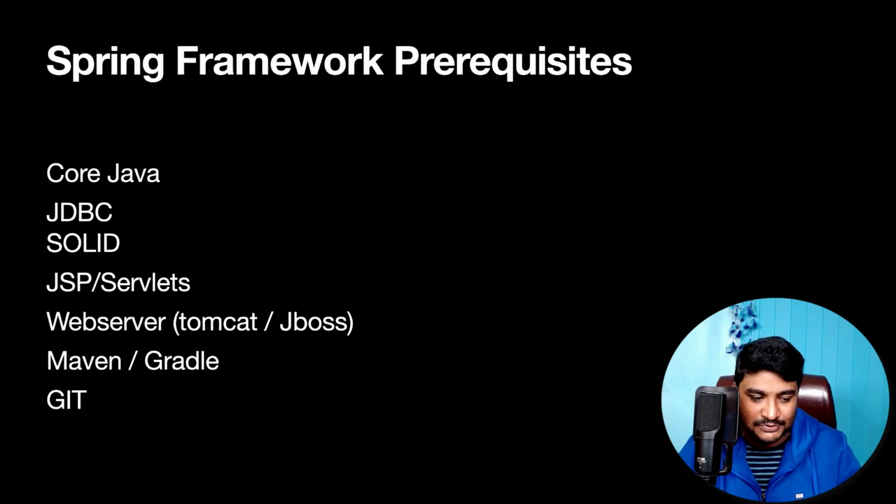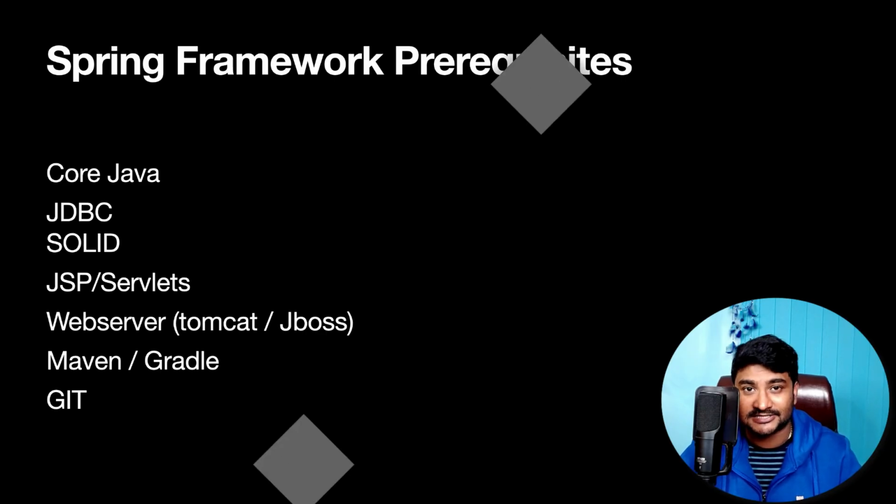So this is optional. Here, core Java is mandatory. A little bit of JSP and servlets is mandatory. Having an understanding of Maven is mandatory, and a little bit of understanding of web servers is also required. These are the prerequisites of Spring.